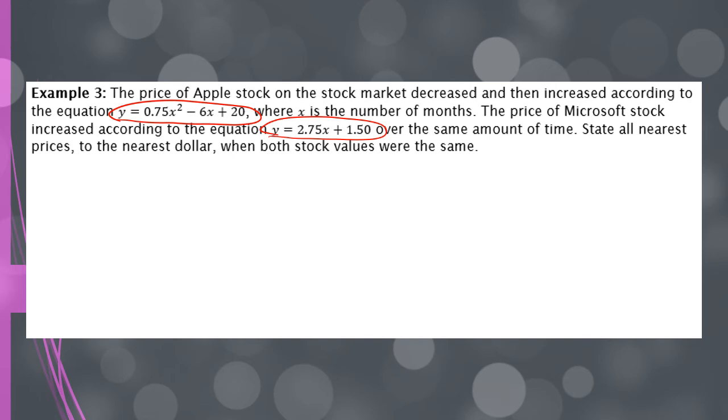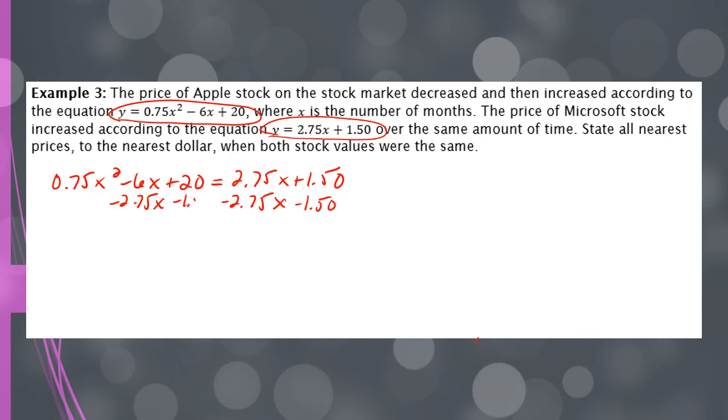I'm going to set the two things equal to each other. I'm going to write the 0.75x squared minus 6x plus 20 on the left, and then the 2.75x plus 1.5, or 1.50, I guess, on the right. And I like to do that because now I have my positive x squared term on the left. So my objective here is to try to get 0 on the right side. So I'm going to subtract 2.75x from both sides, and I'm going to subtract 1.50 from both sides.